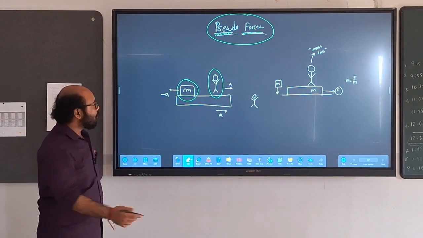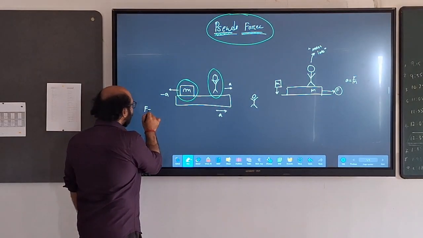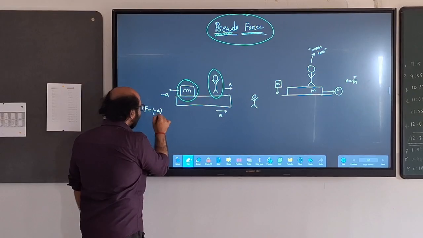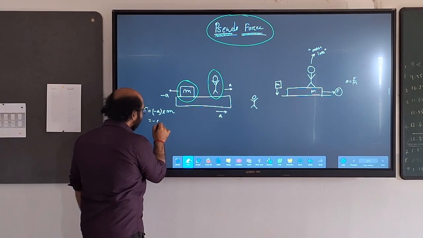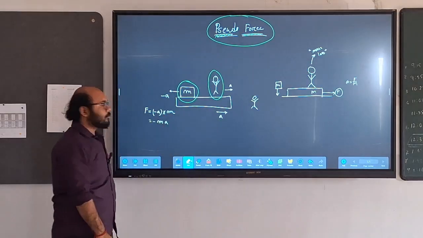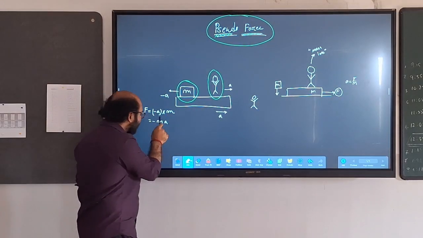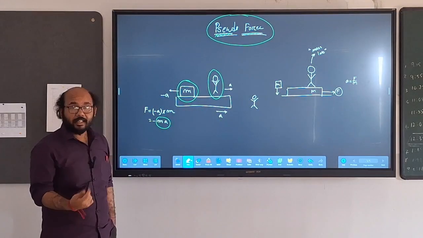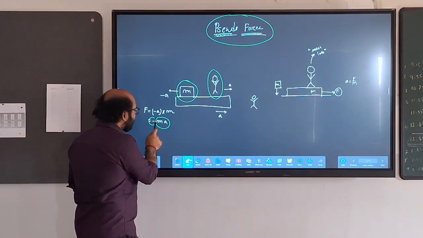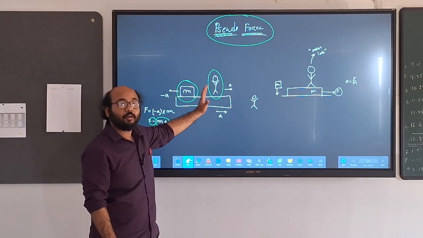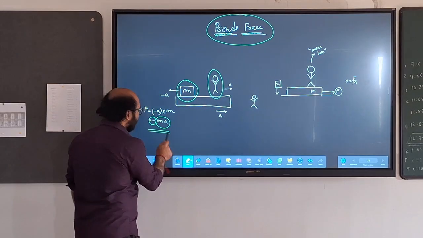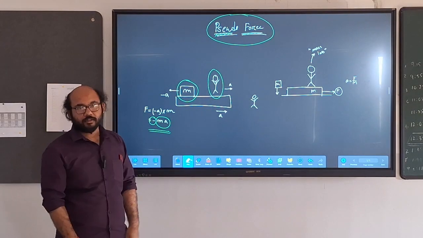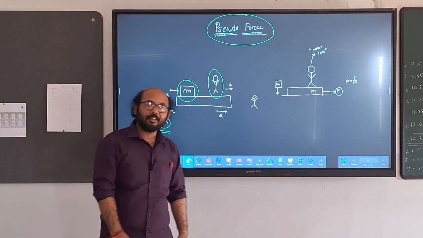So how much is the force? Force is equal to minus a, the acceleration, multiplied with the mass. So how much is it? Mass into acceleration. In which direction? In the opposite direction of the actual acceleration of the frame. And this, my friend, is known as pseudo force. I hope it's clear to everyone.